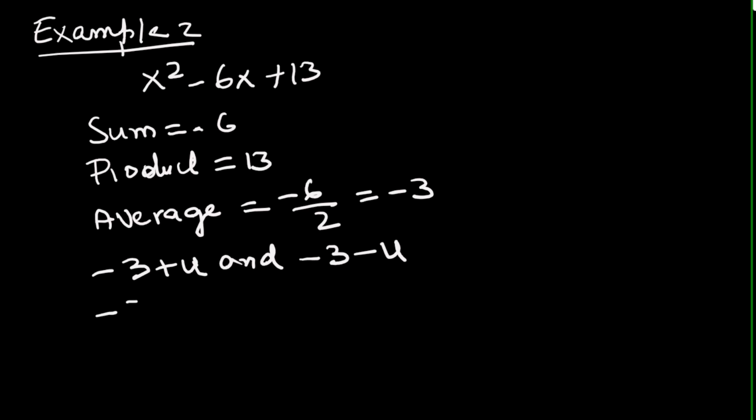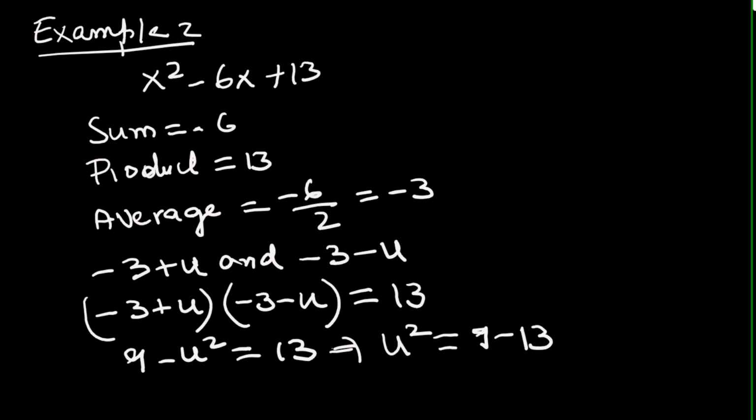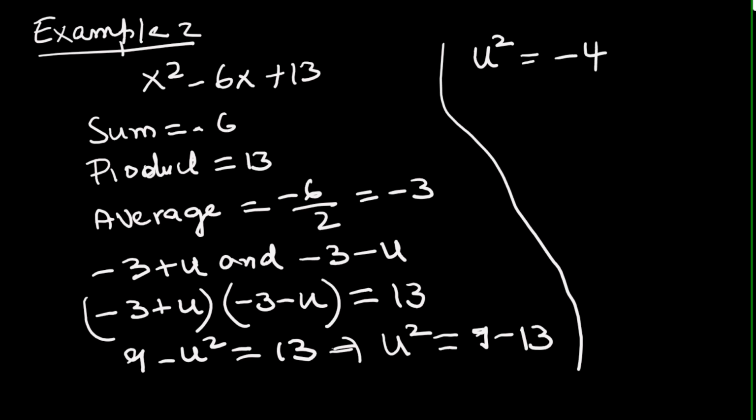Their product is negative 3 plus u times negative 3 minus u equals 13. That gives 9 minus u squared equals 13. So u squared equals 9 minus 13. That means u squared equals negative 4. u is imaginary. Remember, i squared equals negative 1.